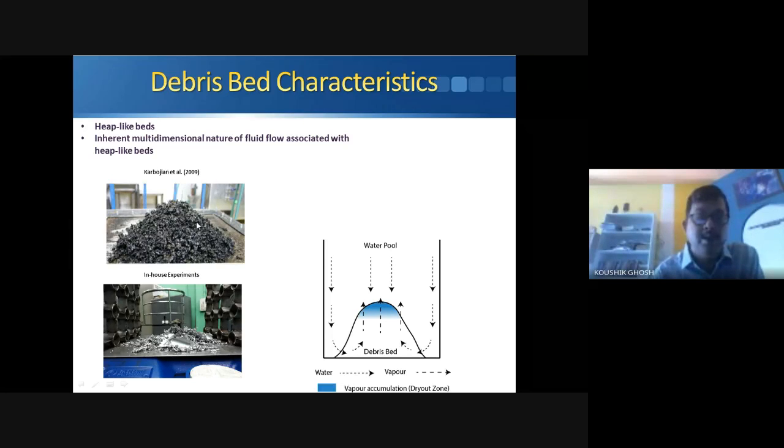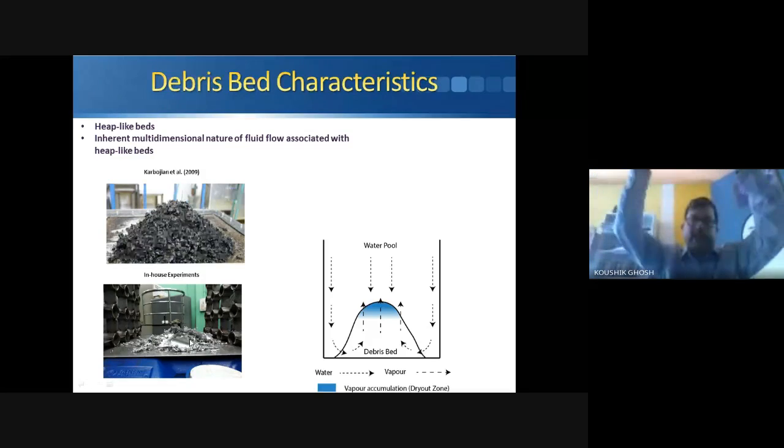Okay, so we have also done some in-house experiments. How did we do the in-house experiment? We have taken some molten tin or molten lead or molten Wood's metal. This molten Wood's metal we have put in the top furnace. So this molten metal is released from the top, and inside we have put some liquid, and as you can see here, a heap-like structure is formed.